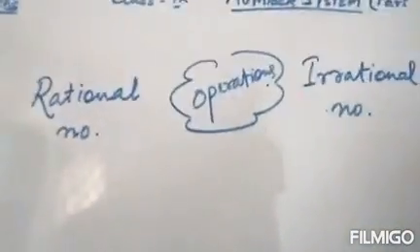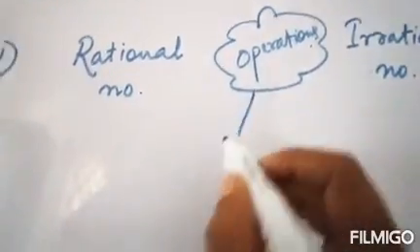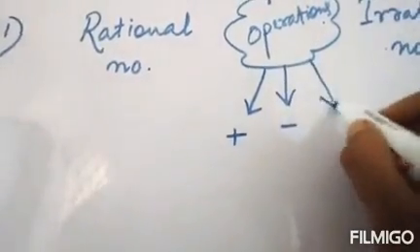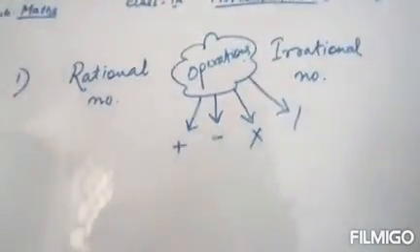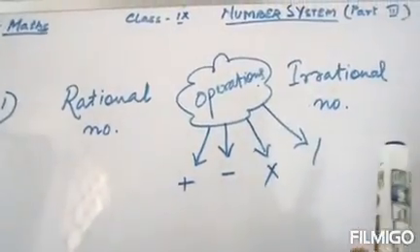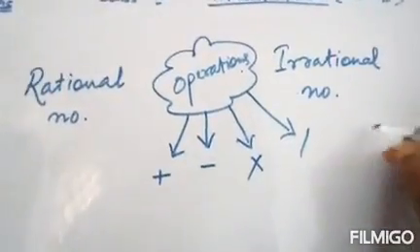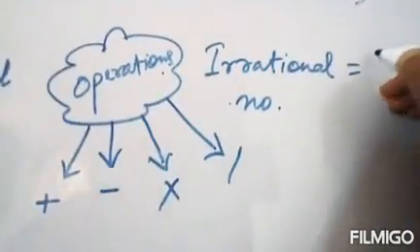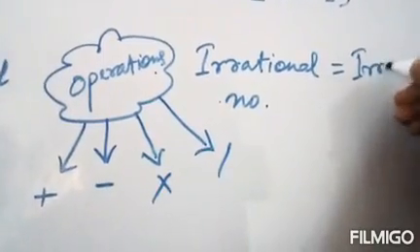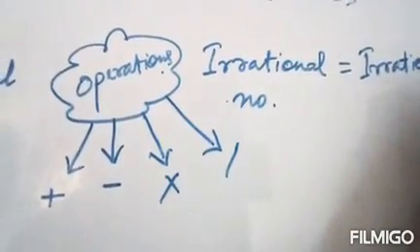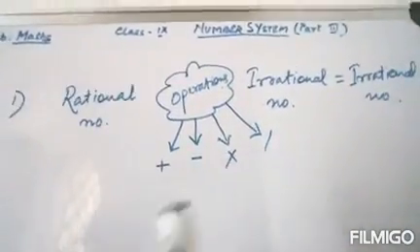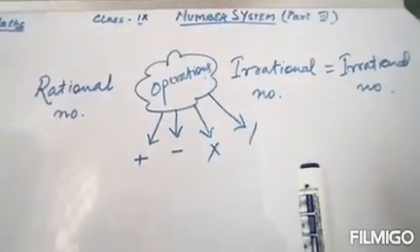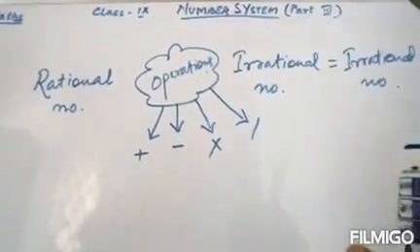Now what can these operations be? Like addition, subtraction, multiplication or division. When a rational number is operated with an irrational number, the result, whatever will come, will always be an irrational number. The answer will always come as an irrational number only.